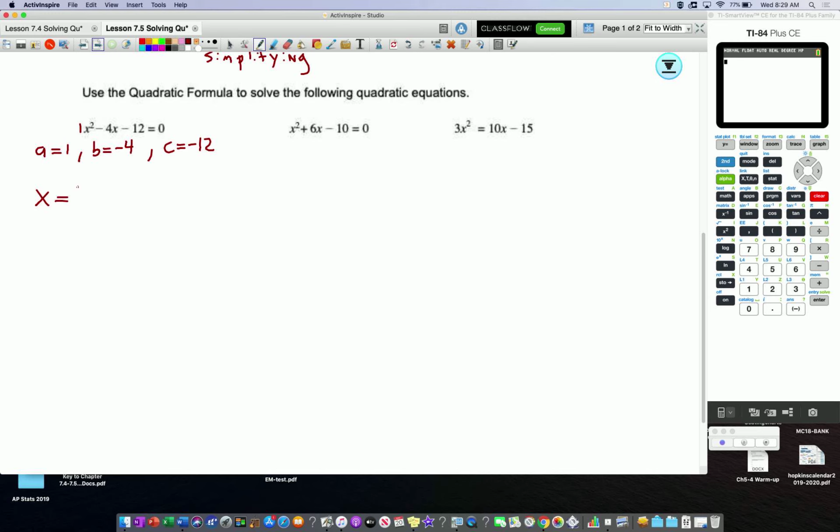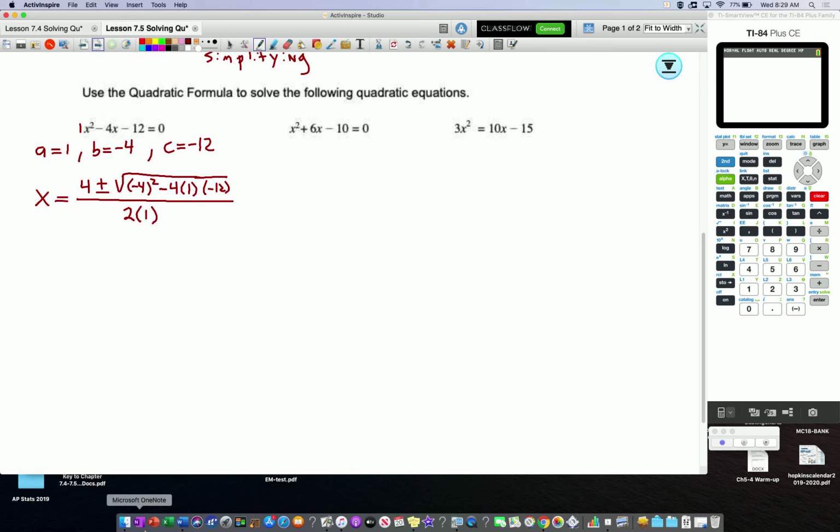X equals: it says to take the opposite, or negative b. Two negatives actually make a positive, so it becomes positive 4 plus or minus the square root of negative 4 squared, minus 4 times the a value, which is 1, times the c value, which is negative 12, all over 2 times the a value, which is 1.